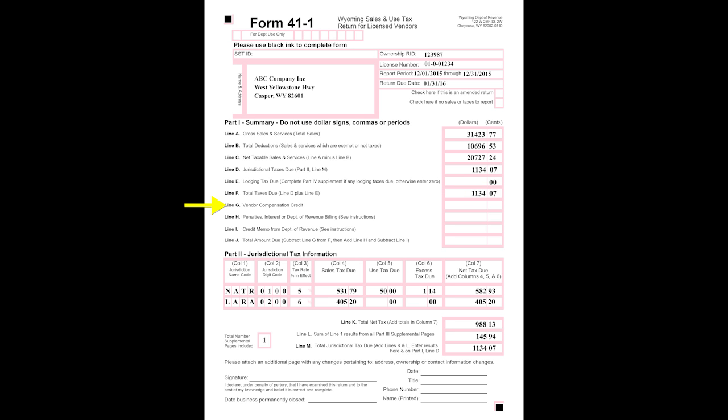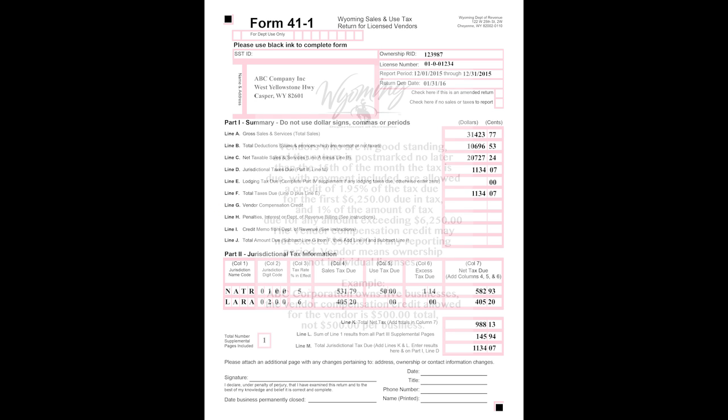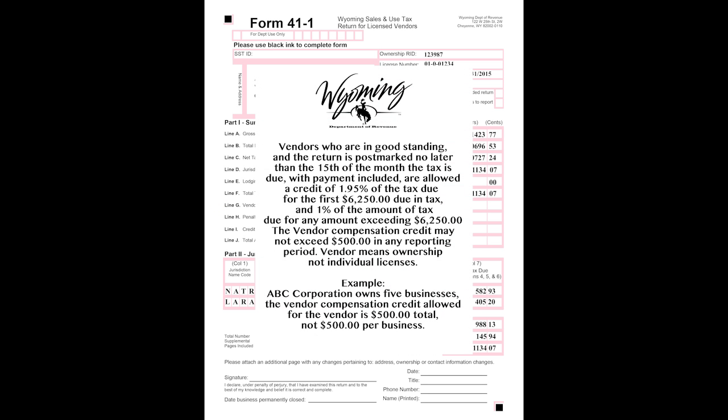In order to qualify for this, your account must be in good standing with the state of Wyoming, which means all returns currently due must be filed and paid in full, and the account may not have any outstanding balances. Also, the return must be filed and paid for by the 15th of the month instead of waiting until the end of the month when it is due.